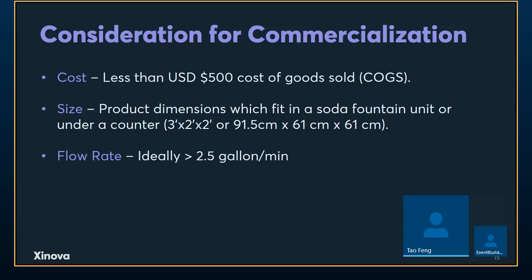And lastly, the flow rate. Again, this is a very important commercial consideration. You can probably imagine in a restaurant or a sport complex setting, a soda fountain with slow dispensing rates would be disastrous. So again, we're looking for technologies with a flow rate larger than 2.5 gallons per minute. These are also very important considerations. Please remember them when you are working on your ideas.